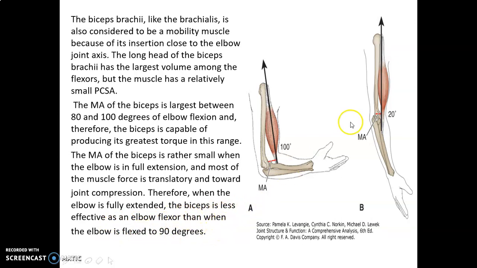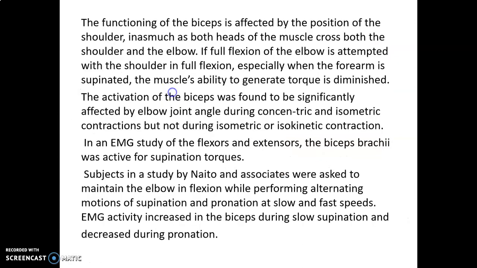So the biceps can be called an elbow flexor when it is at 90 degrees of flexion, because at 20 or 30 degrees of flexion, the biceps does not have a contracting power as compared to the brachialis or the brachioradialis.